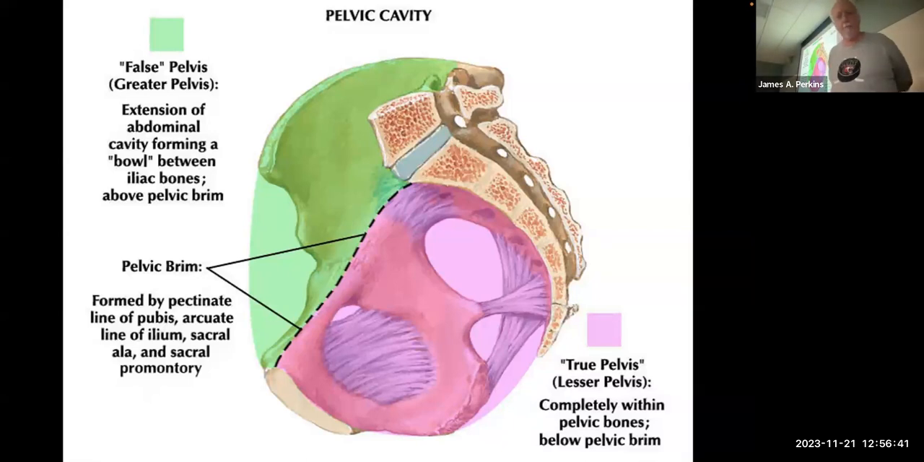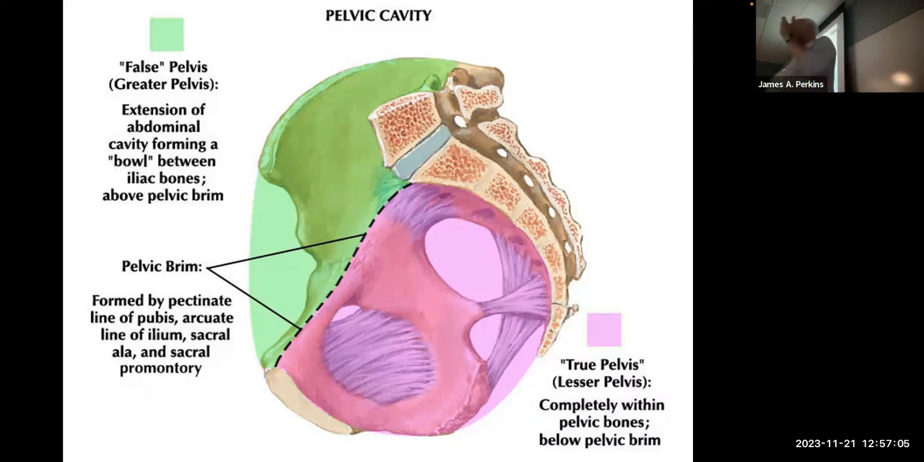Okay, so it's the bowl that's formed by the left and right ilium. It's really just an extension, sort of the bottom of the abdominal cavity, and it lies superior to that pelvic brim. So the other part of the pelvic cavity, shaded in pink, is known as the lesser pelvis.